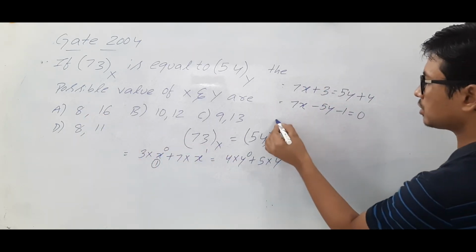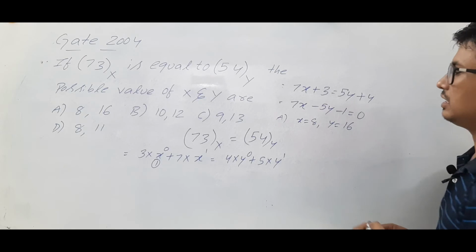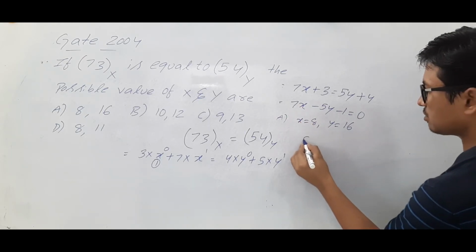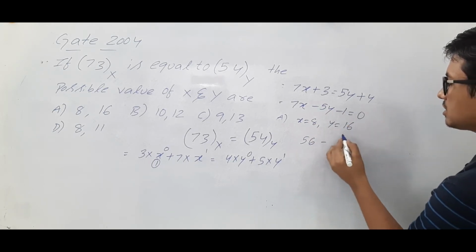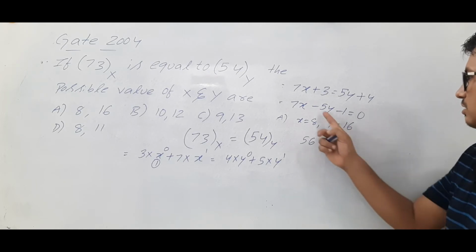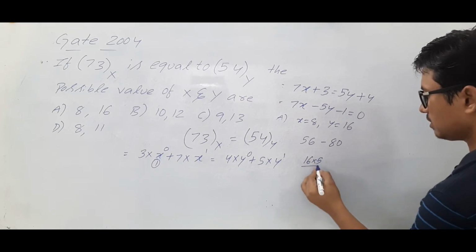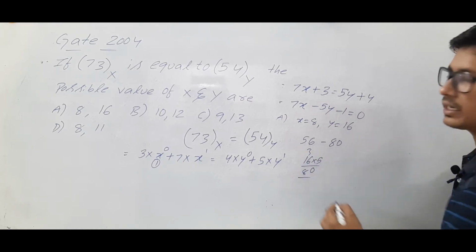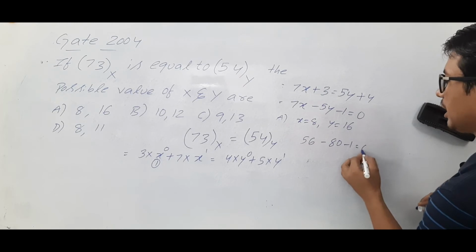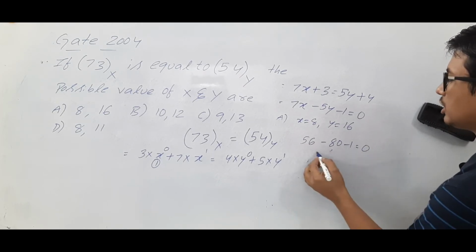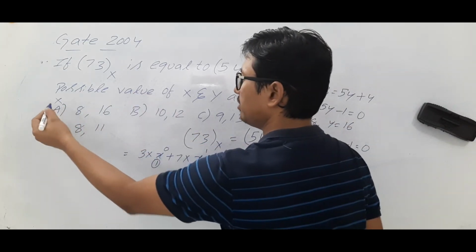So let me substitute option A. Option A has given the x value is 8, y value is 16. So 7x is 56, 7 into 8 is 56, minus 5 into 16, which is 80. So 56 minus 80 minus 1, I will not get 0. Am I right or wrong? This is not equal to 0. So this x and y value, 8 and 16, is not correct. So we will eliminate option A.